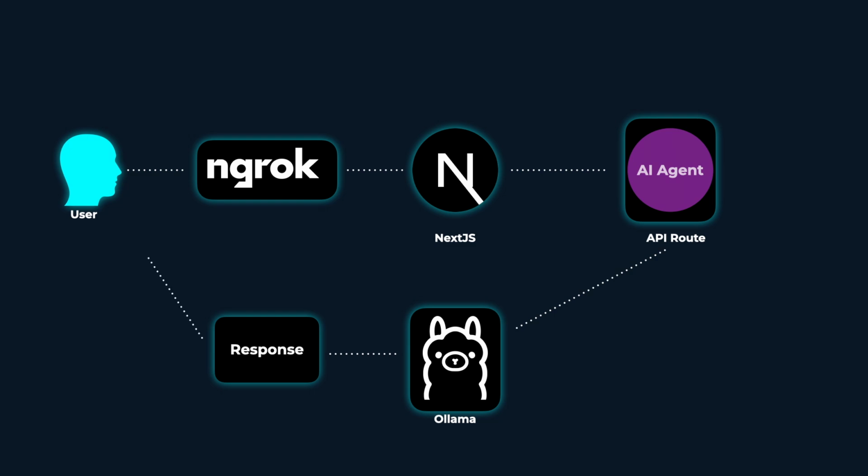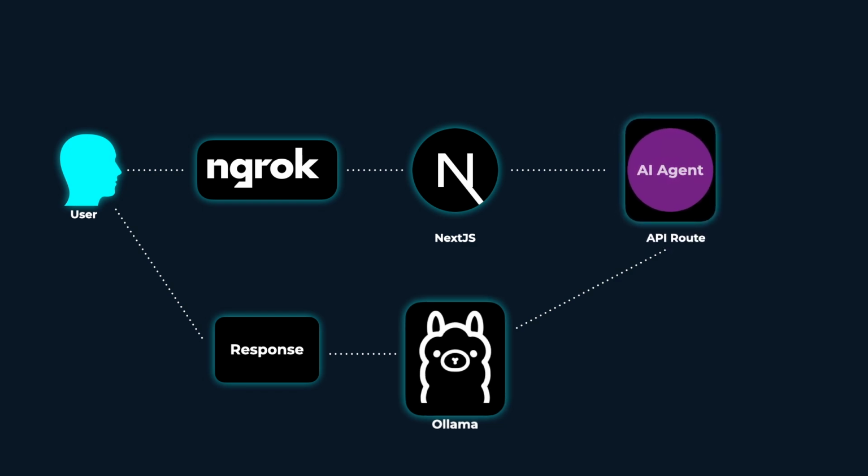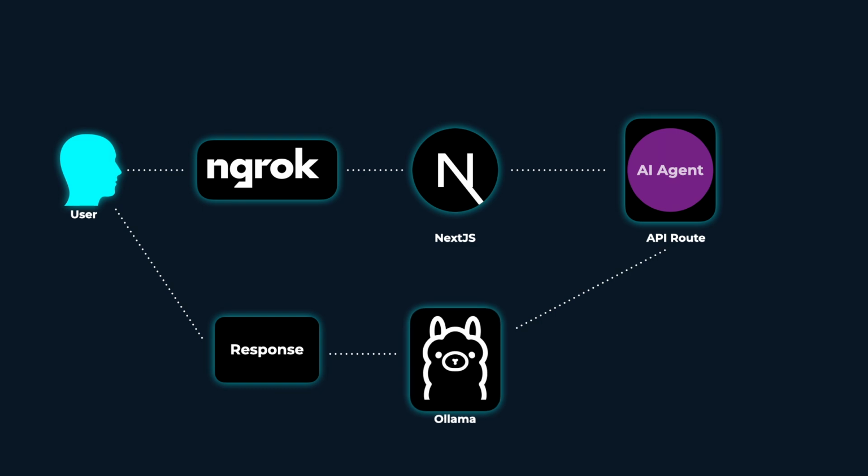The important thing to understand is that the AI model is not running in the cloud. It's running locally on your laptop using Ollama. The Next.js application acts as the agent interface, and ngrok allows external users to access it securely. This is one of the simplest ways to build and share an AI agent.